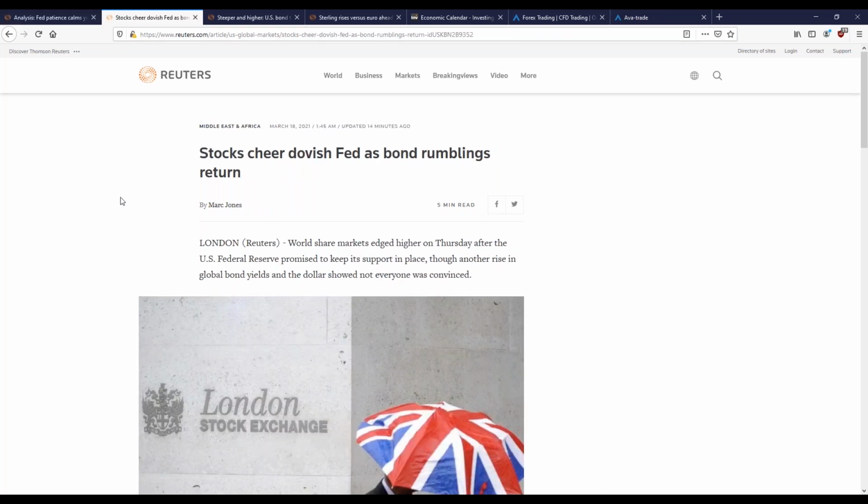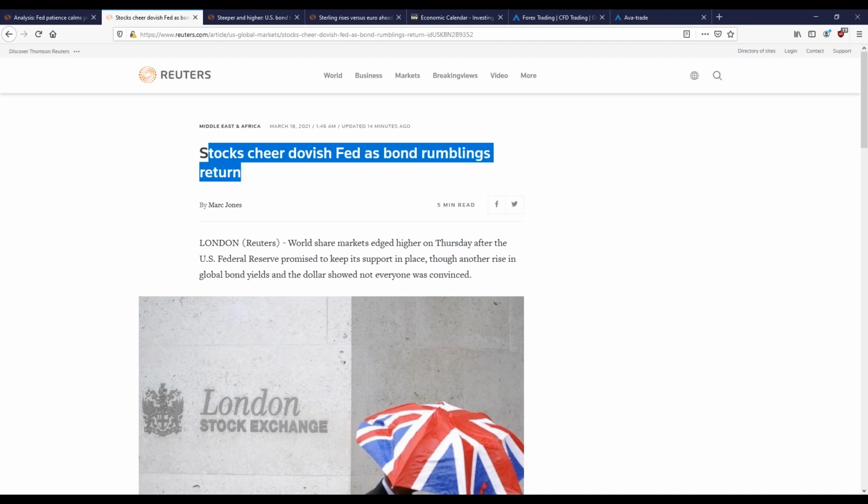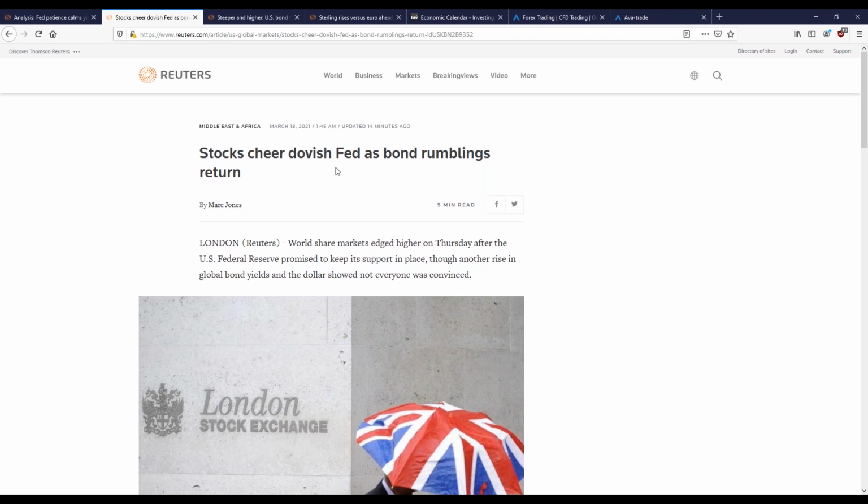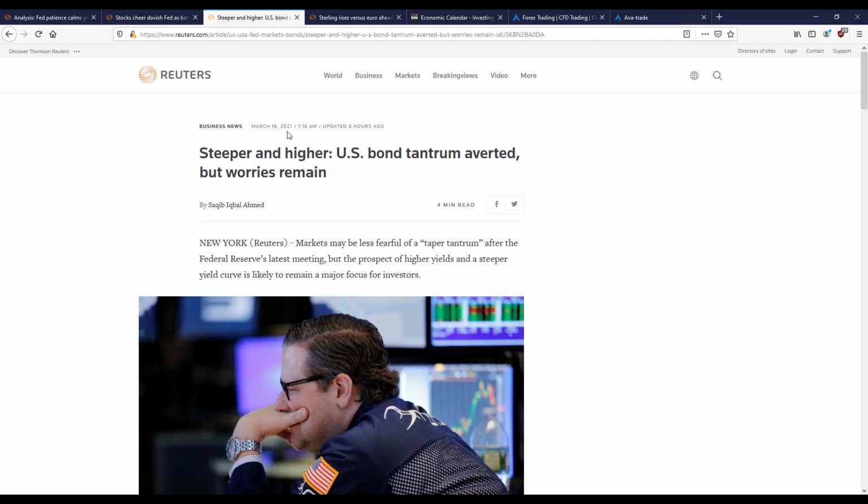Okay. Stocks cheer dovish Fed. Okay. Same headline. It's in almost all the headlines right now. Stocks cheer dovish Fed as bond rumblings return. Okay. They're still rumbling about bonds. They're saying, listen, great. The Fed was a bit dovish in terms of saying they're not going to raise rates, etc. But there's still some concern about the exact relationship we talked about with bonds.